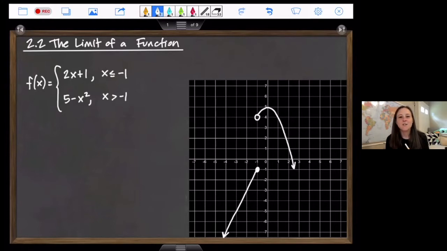Today, we're going to finish what we started talking about in section 2.2 on the limit of a function. And here I have graphed one of those piecewise functions I was talking about. If you have no idea of the connection between the function on the left and the graph on the right, I'd really encourage you to go back and look at those pre-calculus review videos I posted on graphing piecewise functions. So this is the function f of x, where it's 2x plus 1, the line on the left, as long as x is less than or equal to -1, and 5 minus x squared, that downward opening parabola, but only for x greater than -1.